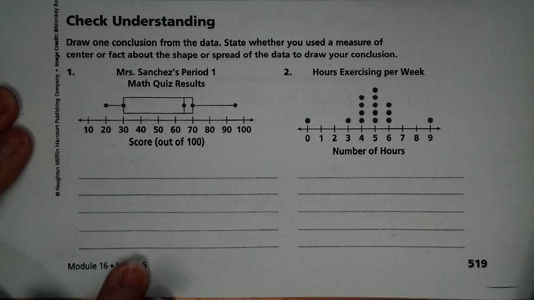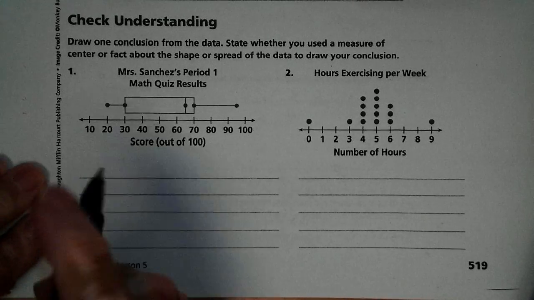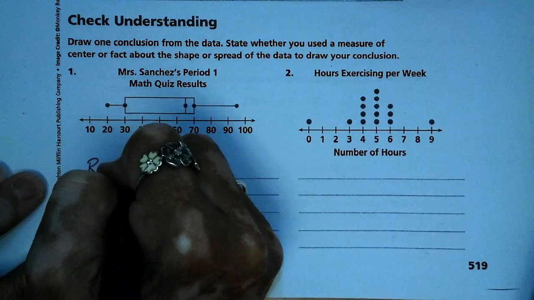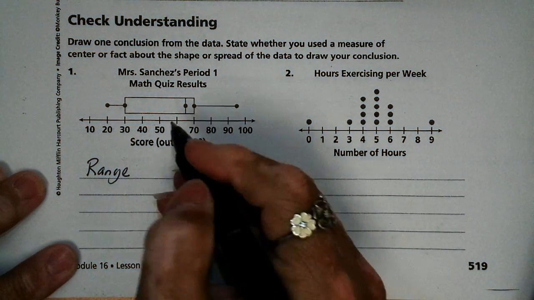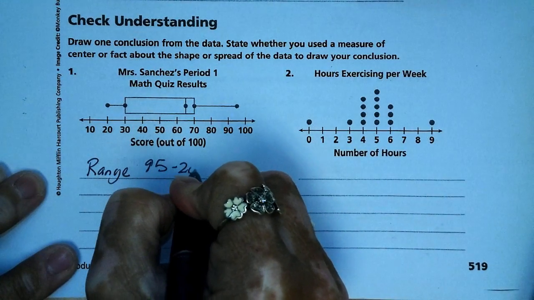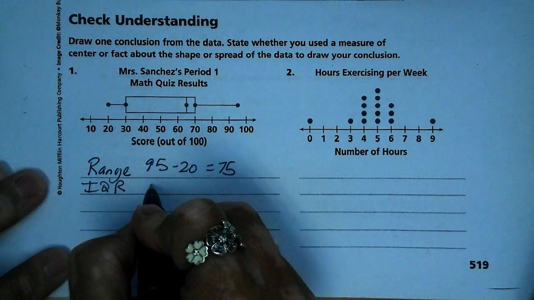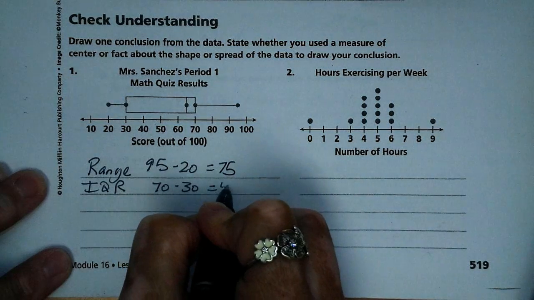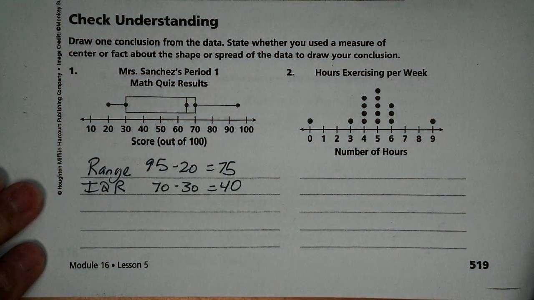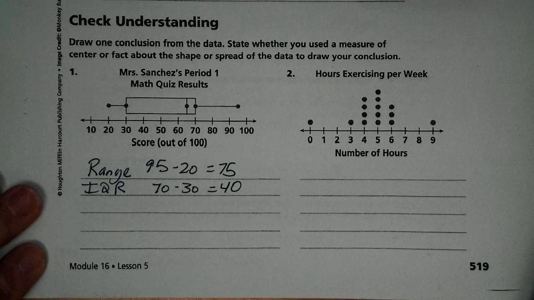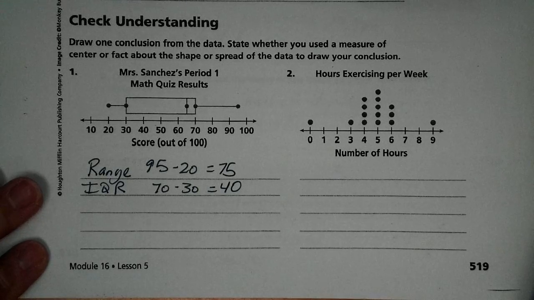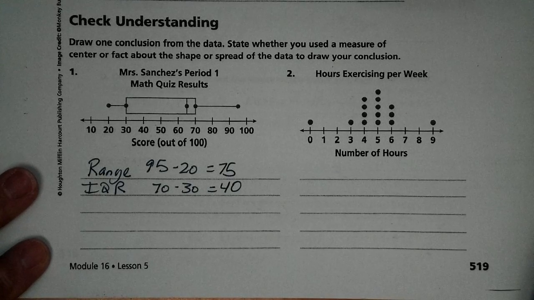So, what is the range of this? 75. Because it's 95 minus 1. Yes, so what is the IQR? 40. Because it's 70 minus 30. All right, so can we make any assumptions? Hmm? Can we make any assumptions? Guesses.